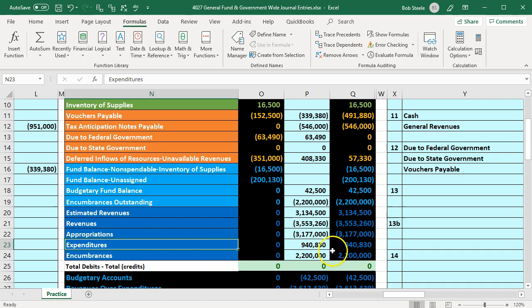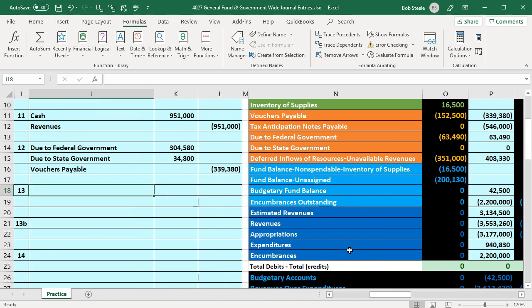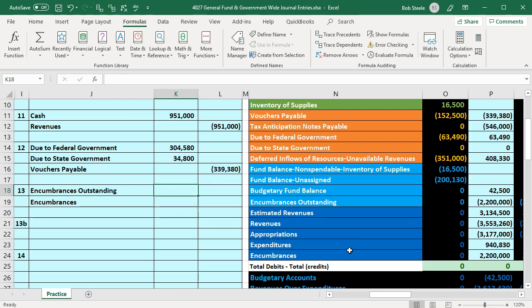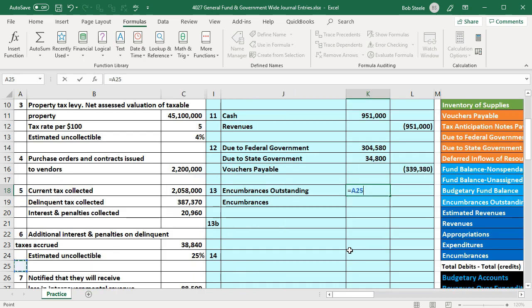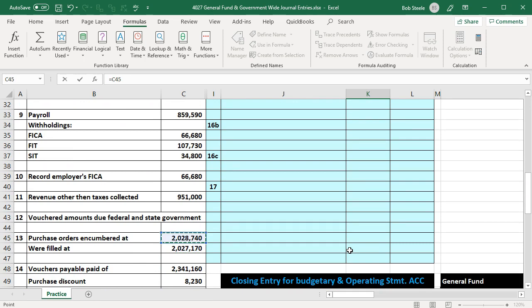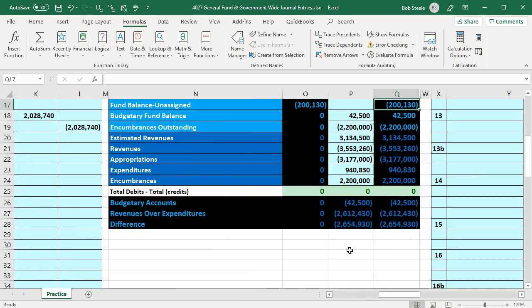So you can see the encumbrance has a debit balance. We got to reverse it for the related estimated amount. It's going to be reversing, crediting encumbrances and debiting the encumbrances outstanding. So that's the first item that we're going to have. We're going to debit encumbrances outstanding. We're going to credit encumbrances, and that's going to be for the estimated amount. So we're going to go back down to 13. We've got the estimated amount here. And so that's going to be the debit and the credit. So we're going to reverse these.